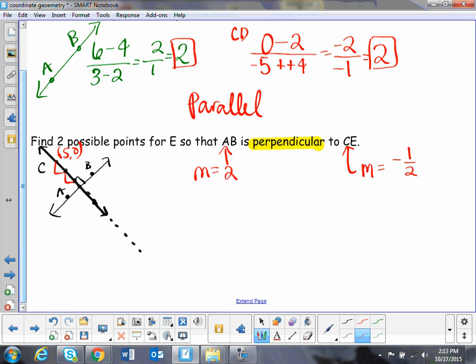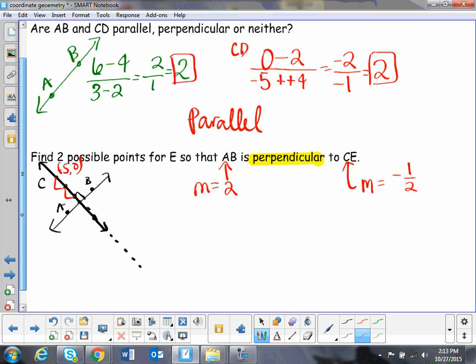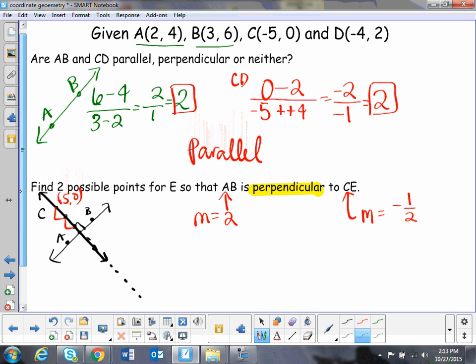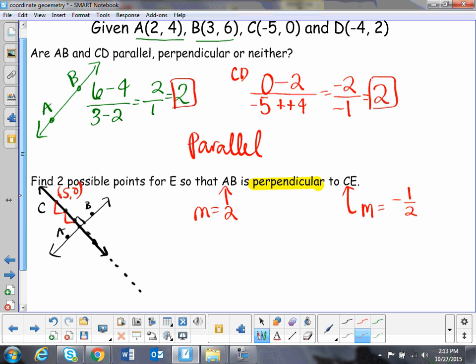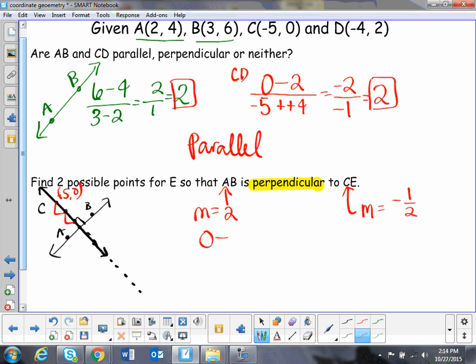You go, let's see. That formula right there, we're going to go with C being one of our points. So C is negative 5, 0. So you would do 0 minus, you don't know the other y, so we're going to just say y, over negative 5 minus some x equals, what is it supposed to equal? No, what's the slope of C? Negative 1 over 2. Notice I put the negative on top with the 1. You can put it on the bottom if you want. That's just the way I chose to do it. Okay?